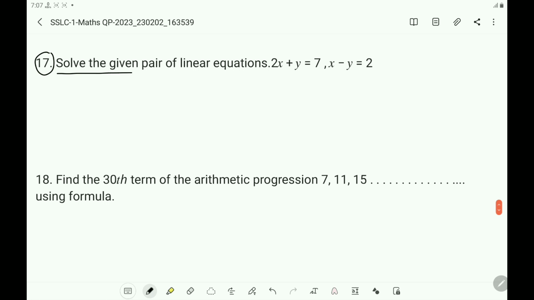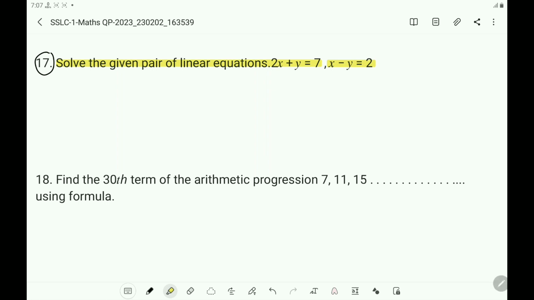Solve the given pair of linear equations 2x plus y equals 7, x minus y equals 2. Here, what is the question? Solve the given pair of linear equations 2x plus y equals 7, x minus y equals 2. You know that it is a pair of linear equations. There are different methods. Now let us take the elimination method.